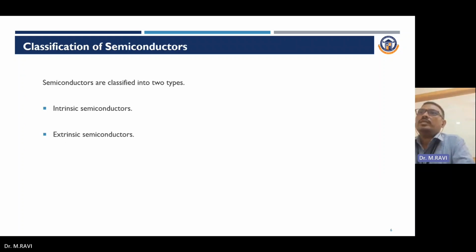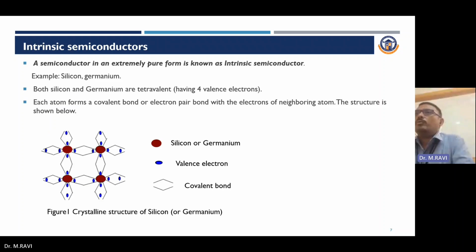Classification of semiconductors. Semiconductors are classified into two types: intrinsic semiconductors and extrinsic semiconductors. A semiconductor in its pure form is known as an intrinsic semiconductor. Examples: silicon and germanium. Both silicon and germanium have 4 valence electrons. Each atom forms covalent bonds, or electron pair bonds, with electrons of the neighboring atoms. The structure is shown below. The structure clearly shows silicon and germanium, the valence and the conduction bands.